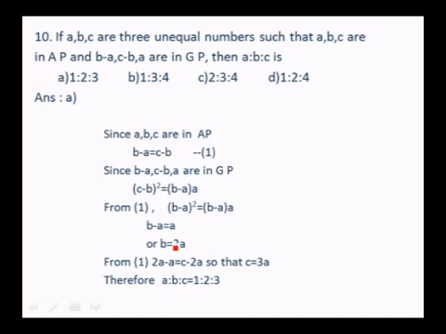So from 1, 2A minus A is equal to C minus 2A, because if you substitute B equals 2A in equation 1, then B minus A is equal to C minus B. So 2A minus A is equal to C minus 2A, so that C is equal to 3A. So A is to B is to C is 1 is to 2 is to 3. The option is A.